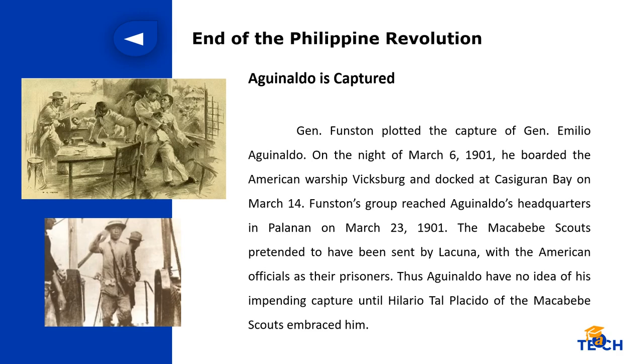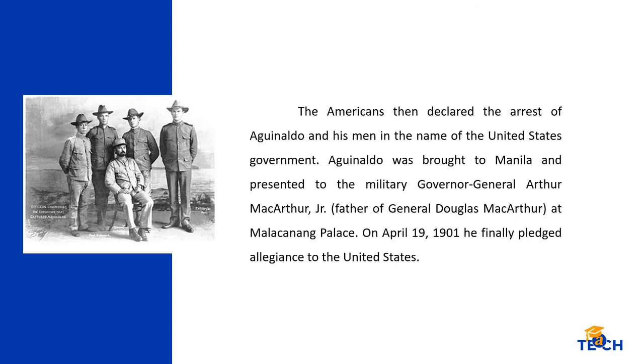The Americans then declared the arrest of Aguinaldo and his men in the name of the United States government. Aguinaldo was brought to Manila and presented to the military Governor General Arthur MacArthur Jr., the father of General Douglas MacArthur, at the Malacañang Palace. On April 19, 1901, he finally pledged allegiance to the United States.